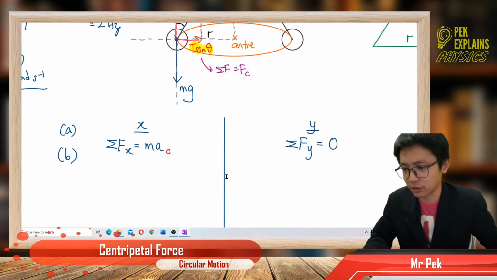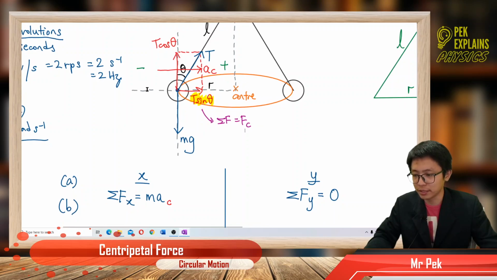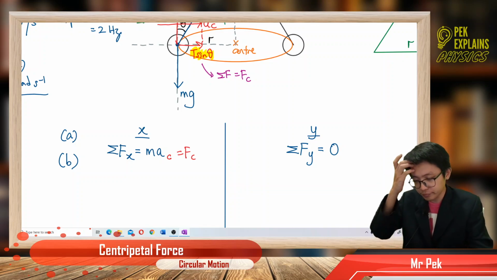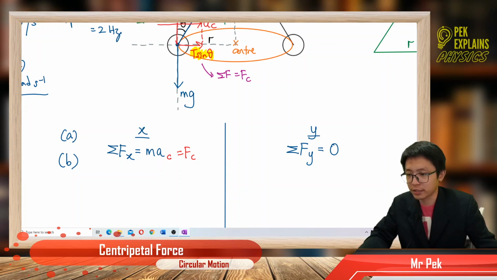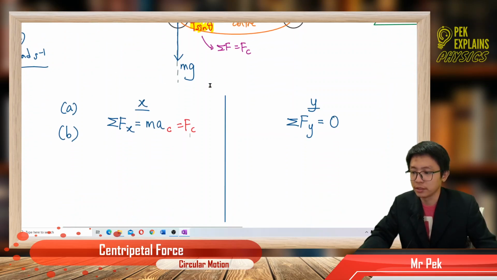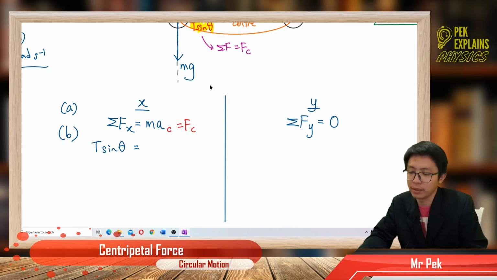Okay, now let's continue with doing our equation for x and y component. As we have seen just now, the acceleration is at the x component. So that's why Fx equals m a_c, which also equals F_c itself. So what forces do we have in the x component? We only have T sine theta, and it is positive because it follows the acceleration. Okay, so write that down: T sine theta equals m a_c.